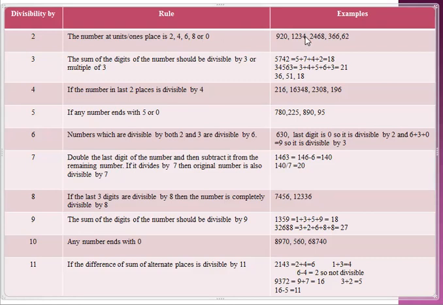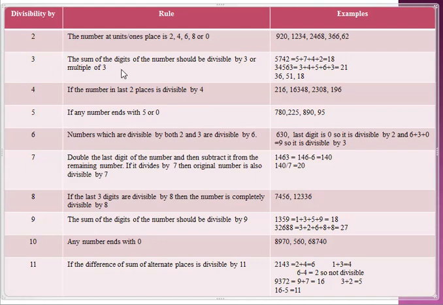Here you have to remember, for finding out whether this number is divisible by 2 or not, we will see whether on its ones place, that means its units place, there is any even number: 0, 2, 4, 6, 8. If it has an even number on the ones place, that means this number is divisible by 2.